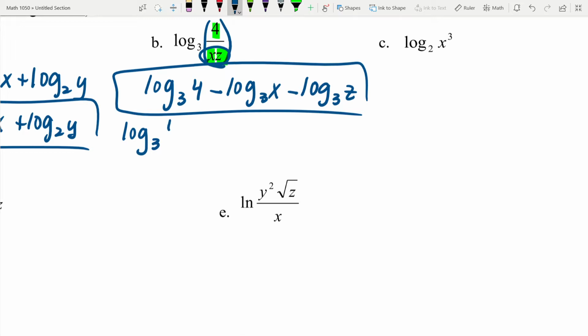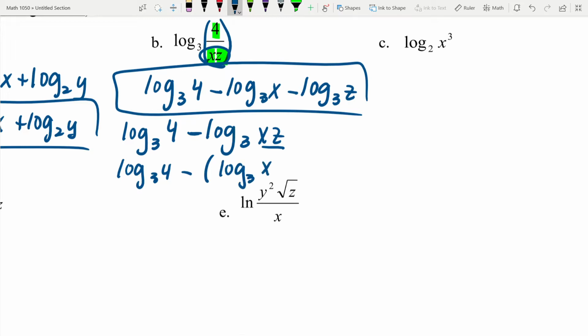Okay? Log base 3 of 4 minus log base 3 of x times z. Right? Because if they're divided, that means subtract. Now I have to take the x times z and I have to add those together. Right? But see that negative right there? It affects both of them. So you have to go log base 3 of 4 minus parenthesis. Now expand those two and they're added. So that would be log base 3 of x plus log base 3 of z. You with me, honey? And now when you distribute, it changes both of those to negative.